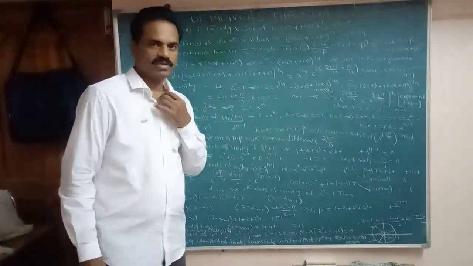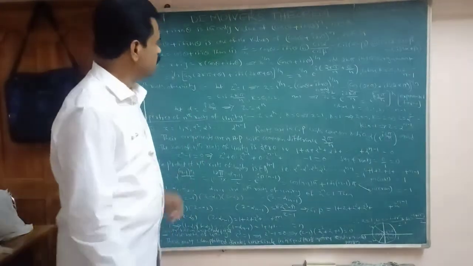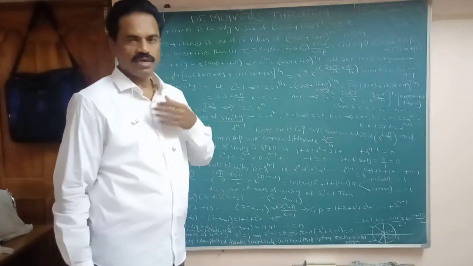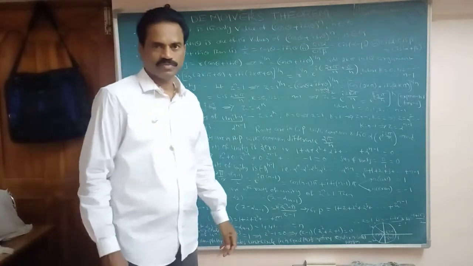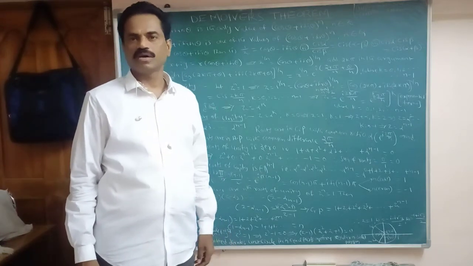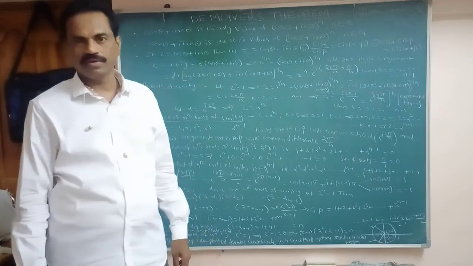Yesterday we discussed complex numbers. Next, the continuation part: De Moivre's theorem. Yesterday we discussed the polar form, that is z = x + iy = r(cos θ + i sin θ). In that same continuation only.